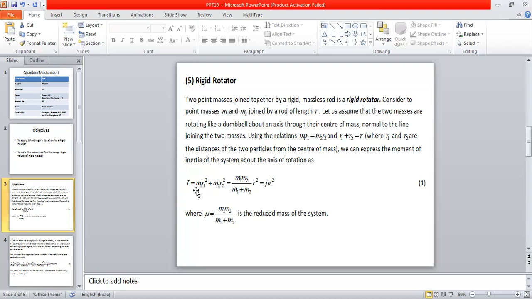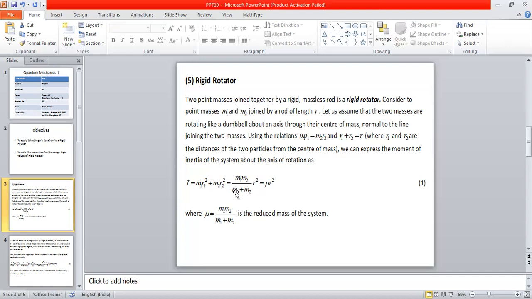Therefore, the moment of inertia of the first particle is given by m1 r1 square. The moment of inertia of the second particle with respect to the axis of rotation is given by m2 r2 square. Since it is a rigid rotator, a dumbbell two particle system, the total moment of inertia of the entire system is simply equal to the sum of the moments of inertia. So the total value of the moment of inertia is I equal to m1 r1 square plus m2 r2 square.